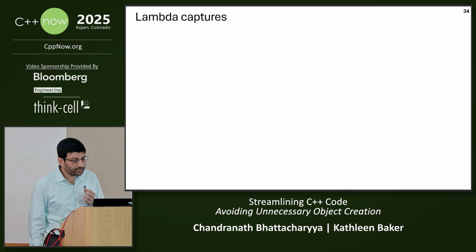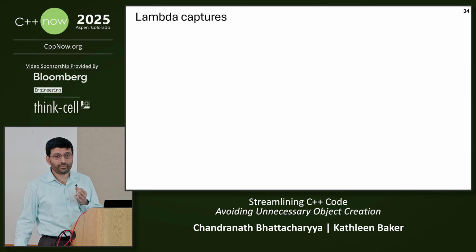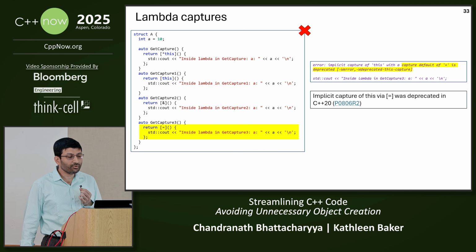Okay, I think our final scenario with lambda. Why was it deprecated? Yeah, because it's a little bit confusing actually. So they said that you better just use this explicitly. It's not super obvious.